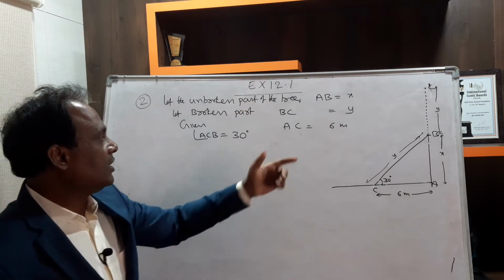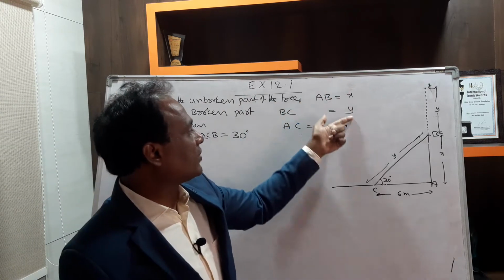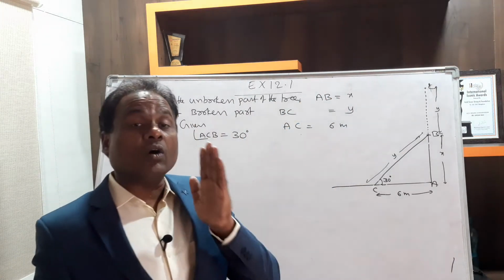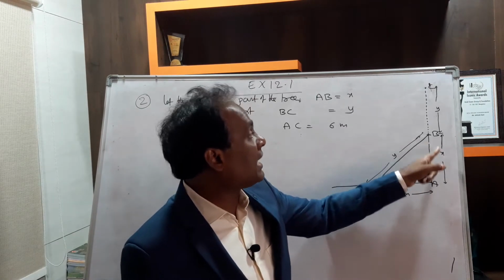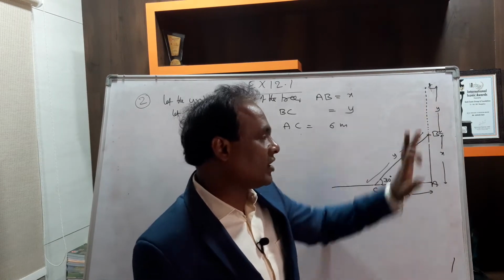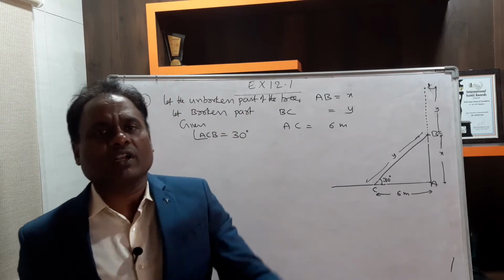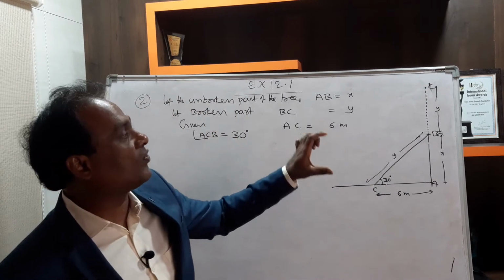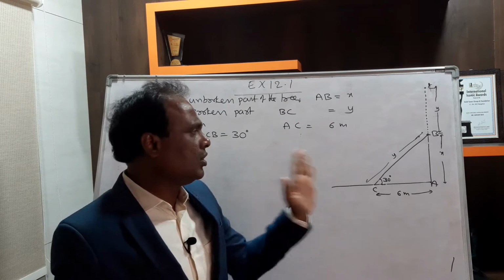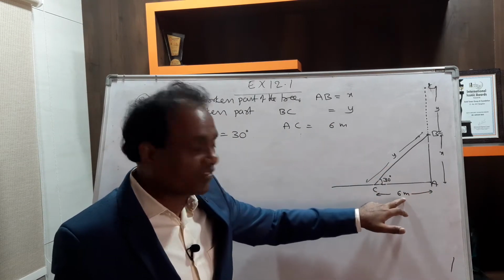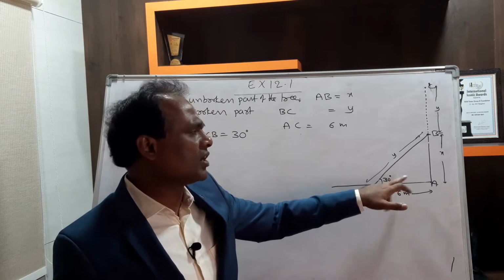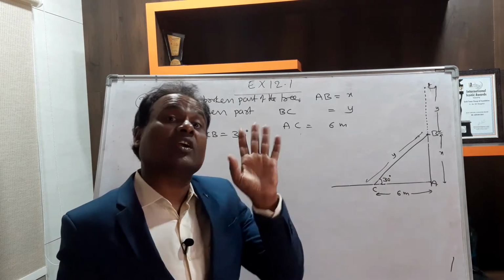So these are the known values, and the unknown values I have taken as X and Y. Now the question is, we have to find X and Y values. If we find X and Y values, I will explain what the given question is. First, how to find X value and Y value. It is very simple. In a right angle triangle, if one side is given and one angle is given, we can find the remaining two sides using trigonometric ratios.